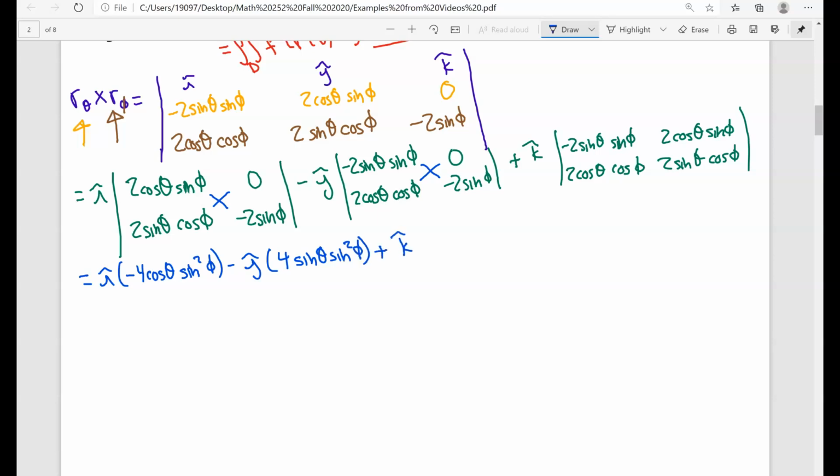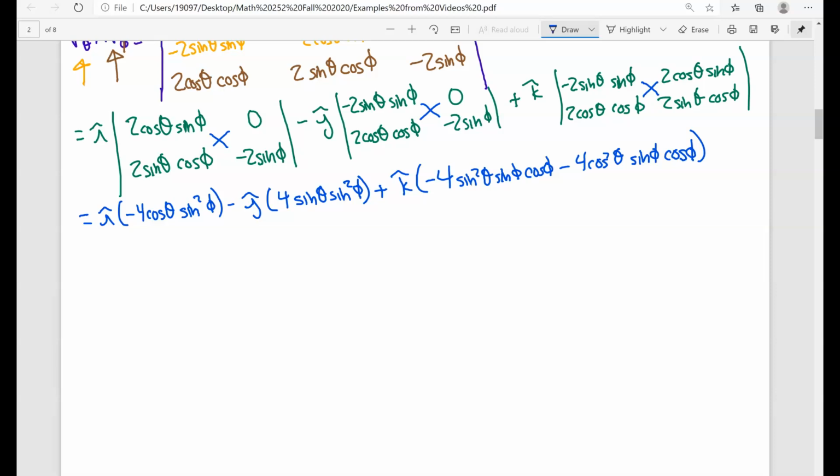Then plus k hat, this one's going to be the crazy one. You're going to have negative 4, so crossing it again. So negative 4 sine squared theta sine theta, sine phi, cosine phi, then minus 4 cosine squared theta sine phi, cosine phi. All right, so a lot of stuff. Let me clean this up a little bit. So you're going to have negative 4 cosine theta sine squared phi in the i hat direction, minus 4 sine theta sine squared phi in the j hat direction.